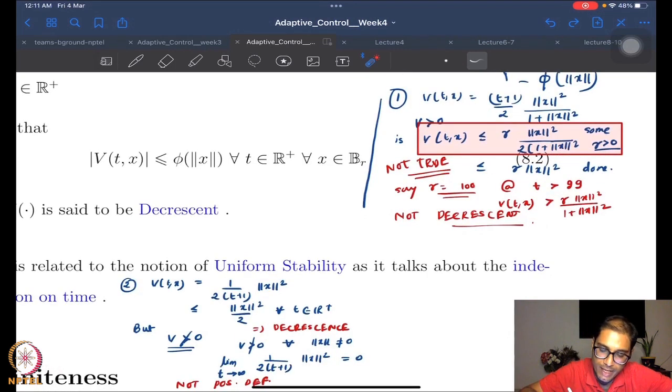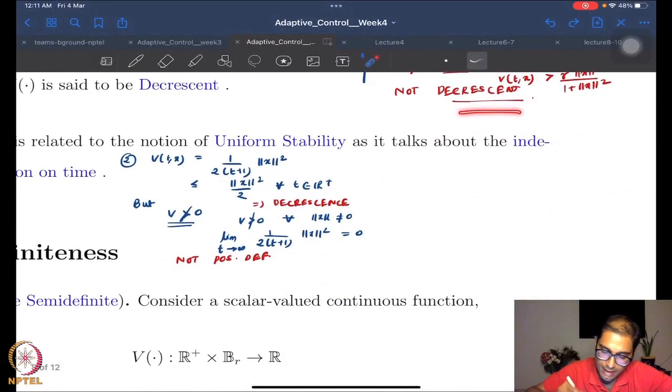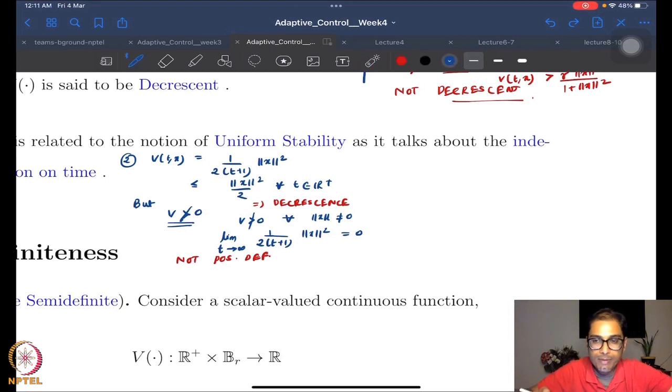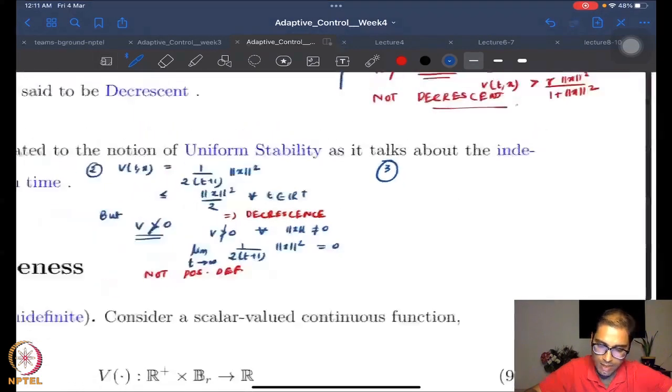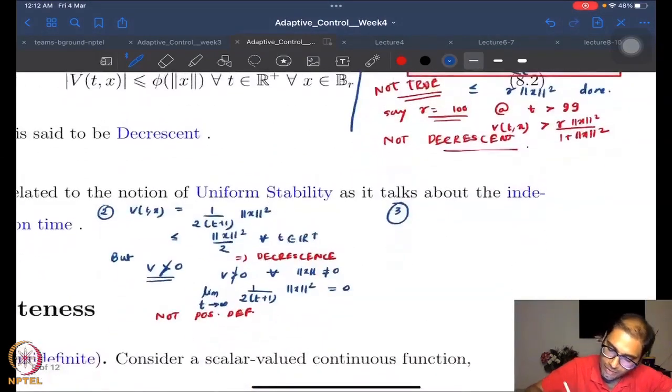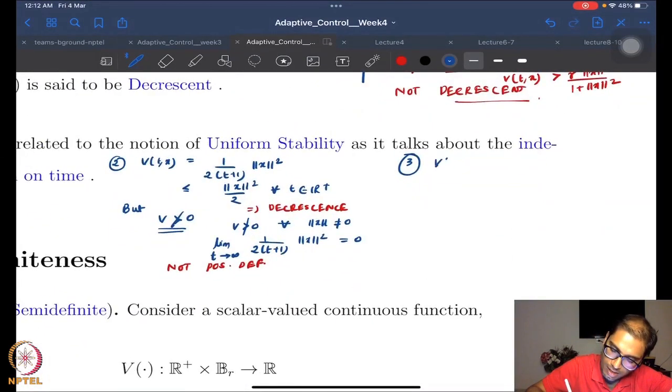So the example where I had positive definiteness, I did not get decrescence. The example where I got decrescence, I did not get positive definiteness. So it begs the question: does there even exist an example of a V, which is a function of both t and x, which is both decrescent and positive definite? The answer is yes. It's not that difficult. We'll of course first choose the nice positive definite structure. I will keep a norm x squared over 2 here.